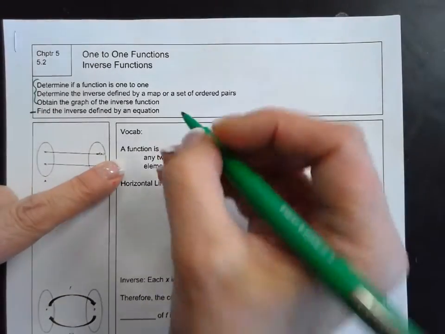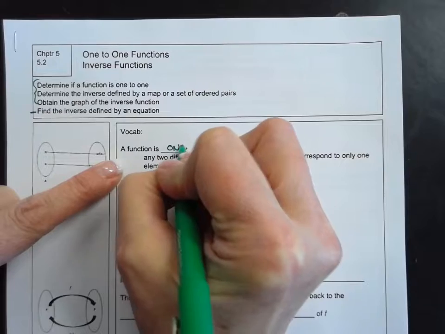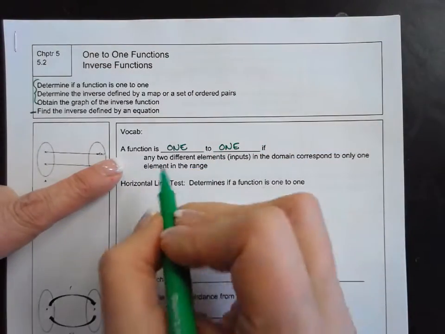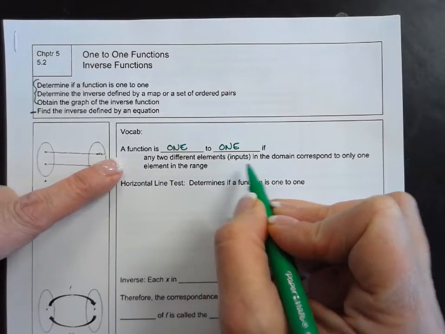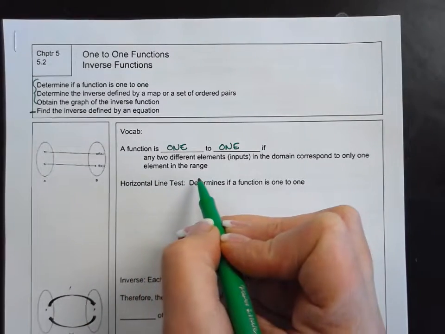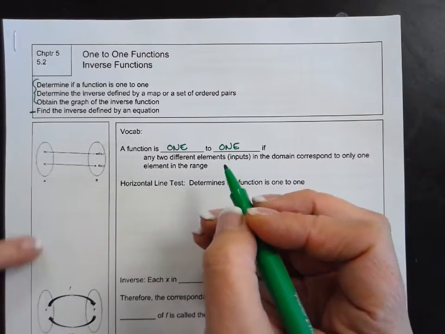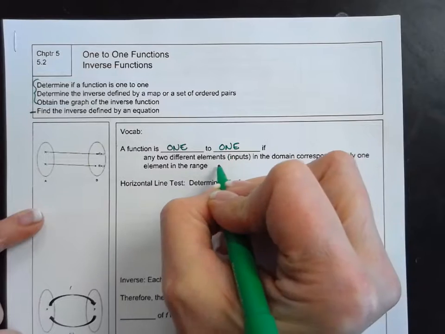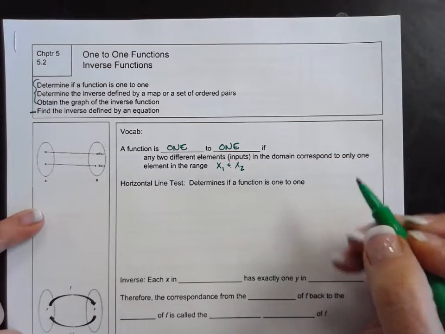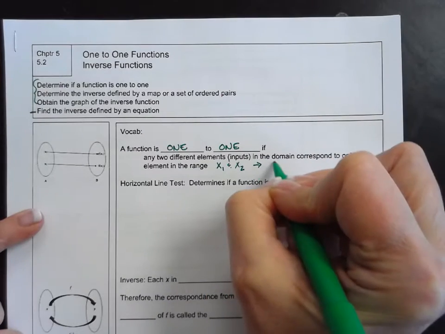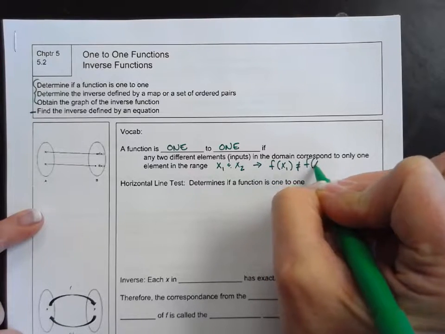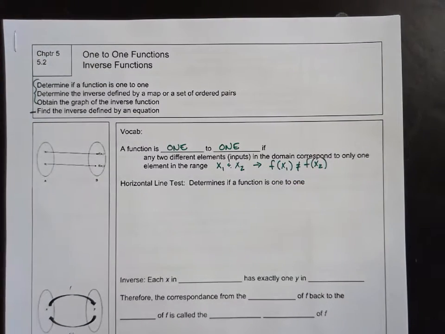Okay, a function is one-to-one if any two different elements or inputs in the domain correspond to only one element in the range. So basically what it's saying is that if I have for my function an x1 and an x2, then my y values, or f of x1, cannot be the same as my y value for x2.